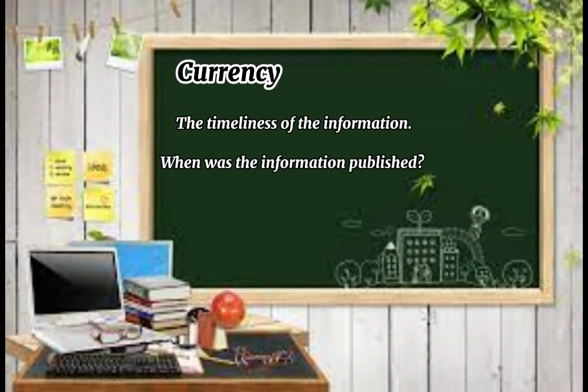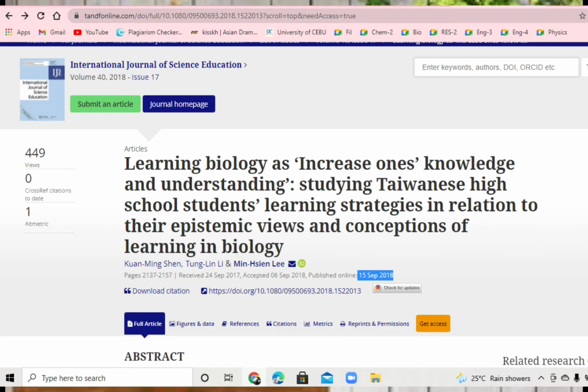Let us start with the currency. This refers to the timeliness of the information. We can consider the questions: when was the information published? Was it revised? Was it updated? To check how recent this article or study is, we will firstly look for its date. It can be found near the title and in most cases underneath the author's name.